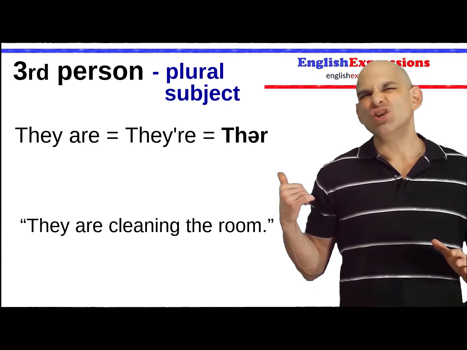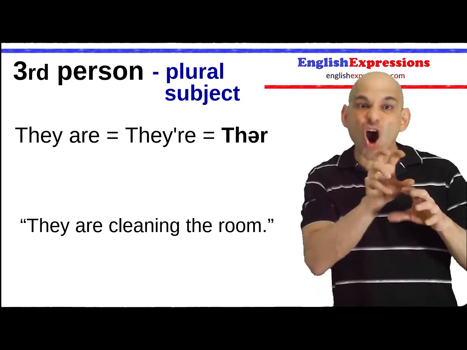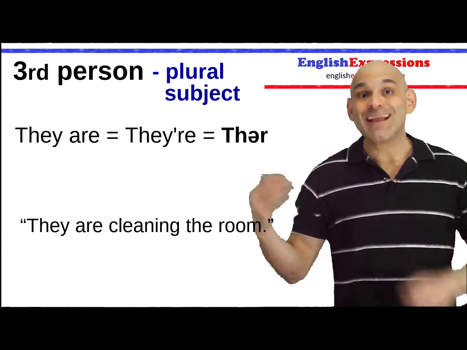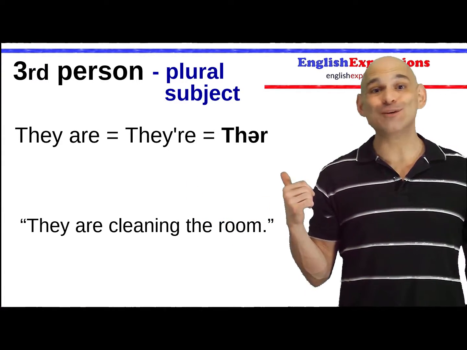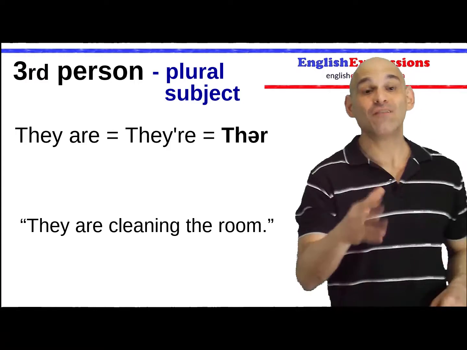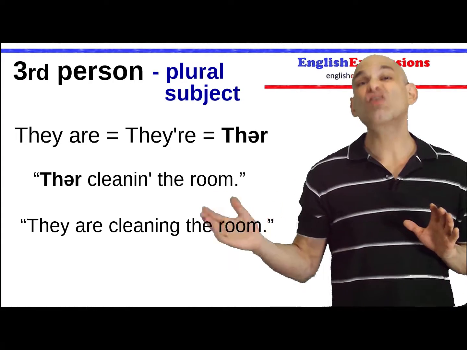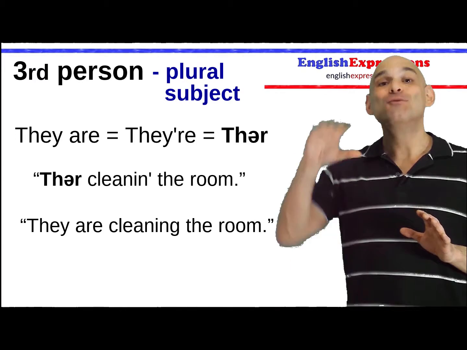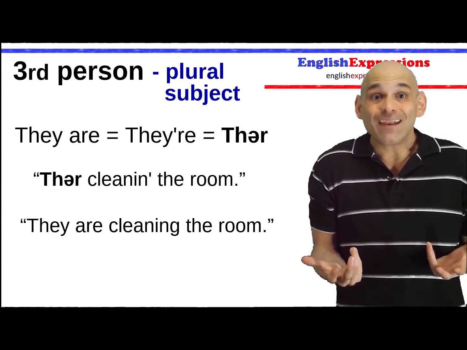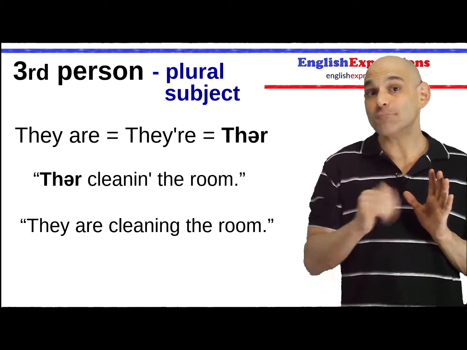A native English speaker wouldn't separate "are" and "they." They would use the contraction. They're cleaning the room. But a native English speaker wouldn't say "they are." A native English speaker would say they're. They're cleaning the room. And notice how in "cleaning," we drop the G. And we just use the N. Cleaning. They're cleaning the room.